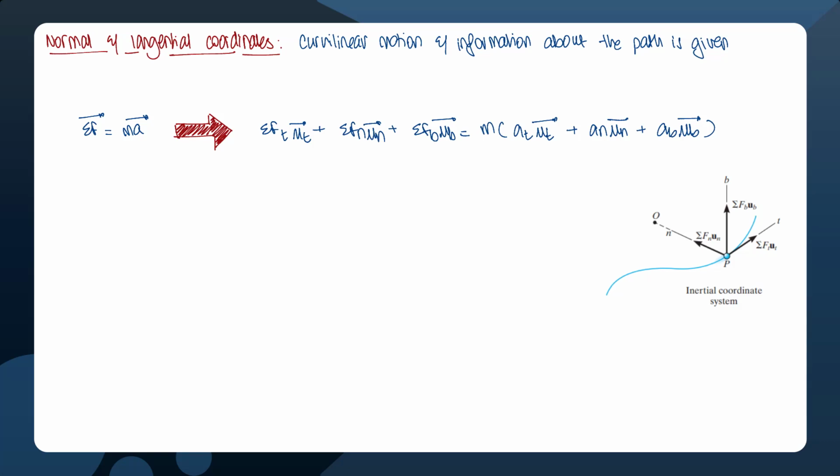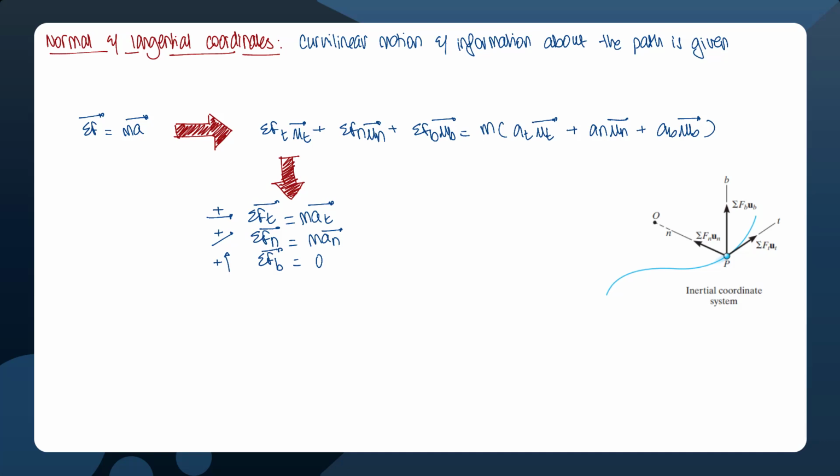Similarly to what we have done in the rectangular components, we can split the different components, ut, un, and ub, and write three different equations. The first equation is sigma Ft equals m at, the second equation is sigma Fn equals m an, and finally, whenever you're dealing with a motion that occurs on a single plane, the third component will always have zero acceleration, so one can write that sigma Fb is equal to 0. So those are the three equations one has when working in the normal and tangential coordinate system.